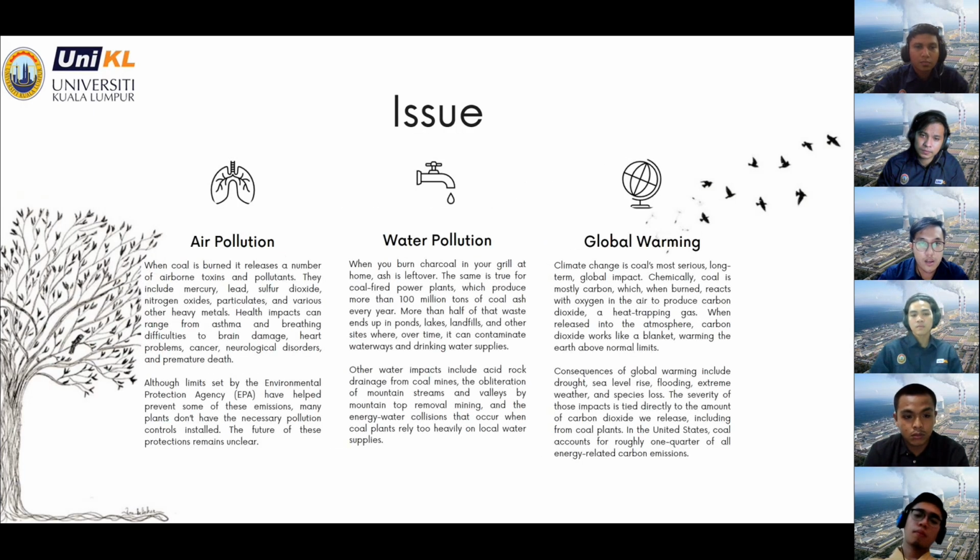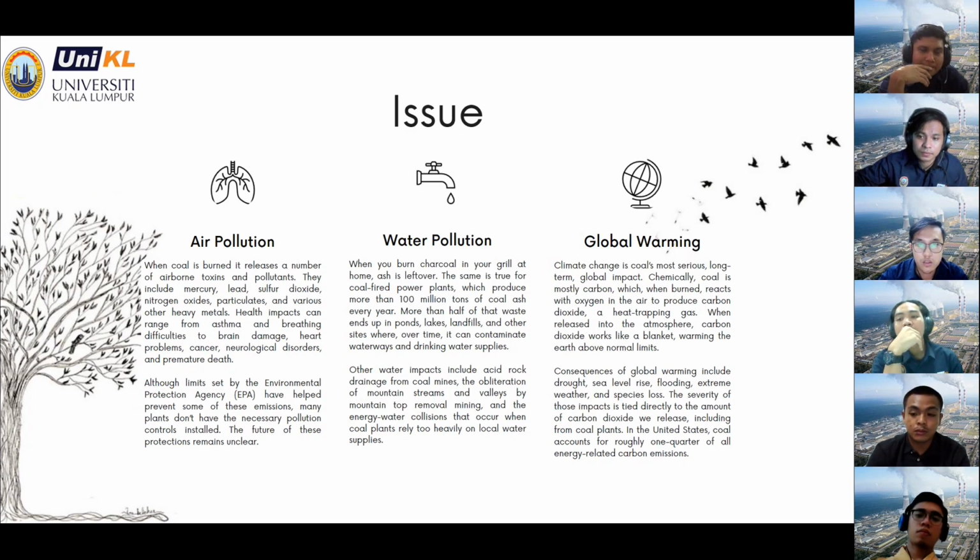The first issue is air pollution. When coal is burned, it releases a number of airborne toxins and pollutants. They include mercury, lead, sulfur dioxide, nitrogen oxide, particulates, and various other heavy metals. The health effects can range from asthma and breathing difficulties to brain damage, heart problems, cancer, neurological disorders, and premature death. Although limits set by the Environmental Protection Agency, the EPA, have helped prevent some of these emissions, many plants don't have the necessary pollution control installed.